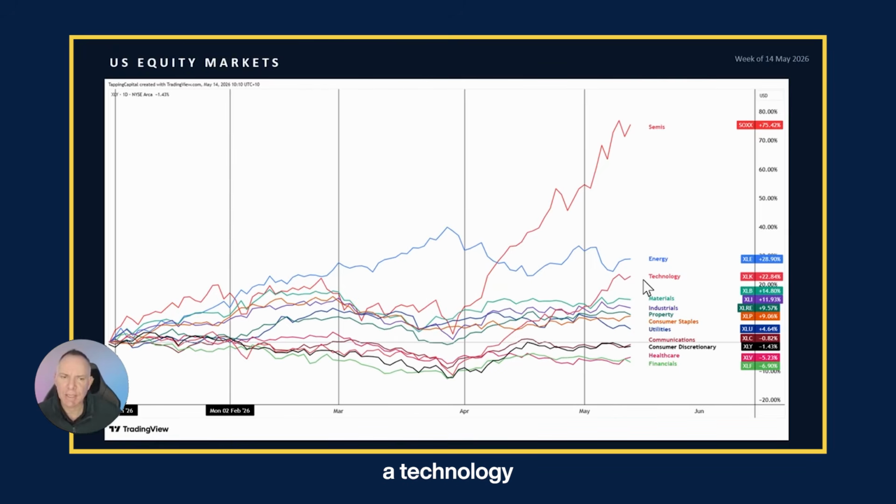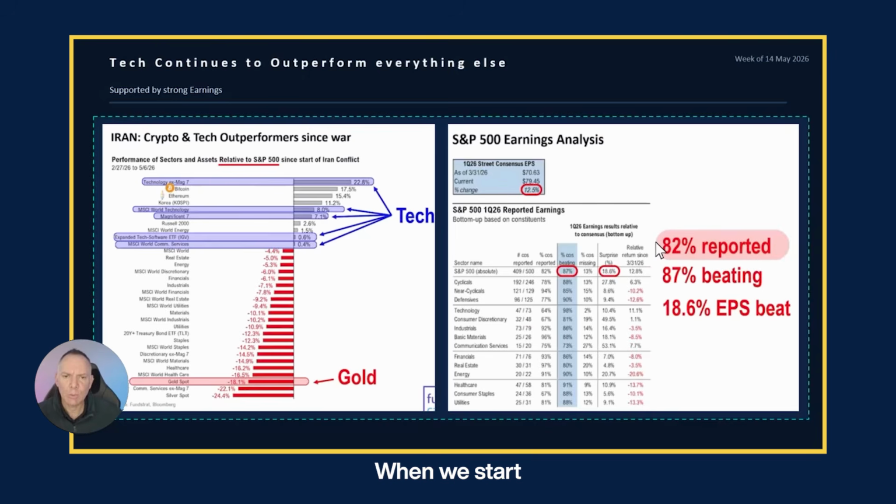We're seeing very much a technology and specifically a semiconductor concentration that's really driving the moves up. When we start to look at why, we understand a couple of key things. Since the Iran war started, when we take different sectors and different components of the world markets and compare them relative to the S&P 500 performance, we can see that technology has absolutely outperformed the average S&P 500 performance by 22%.